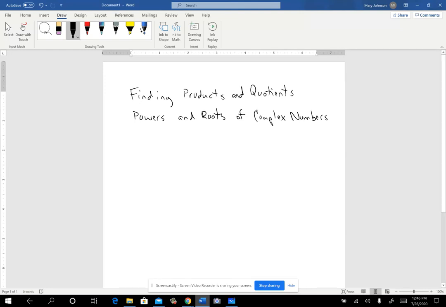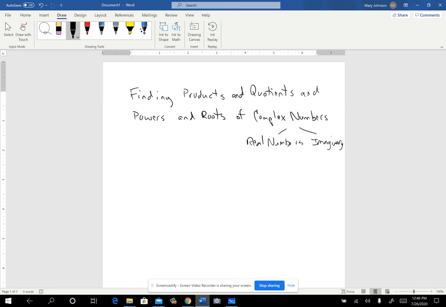All right, in this video, I'm going to be looking at finding products, quotients, powers, and roots of complex numbers. Okay, now complex numbers are numbers that include the real numbers. Don't forget the complex numbers include all the real numbers together with the imaginary ones. Any real number can be written in complex number form.